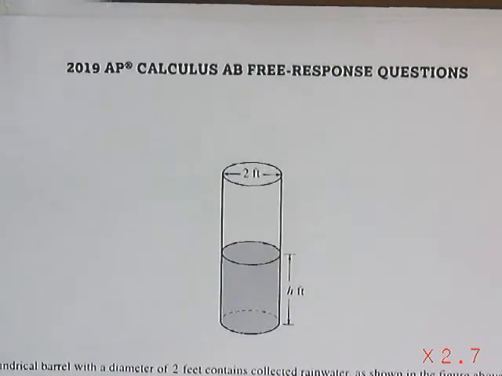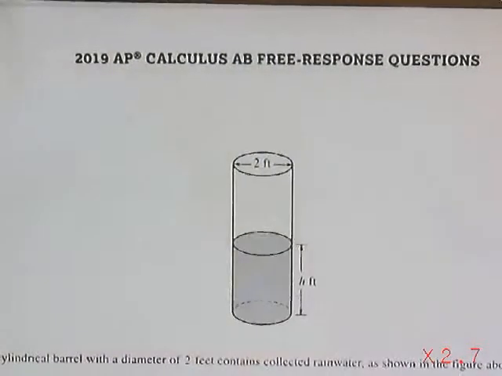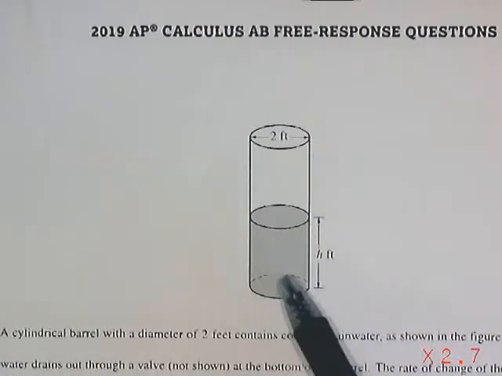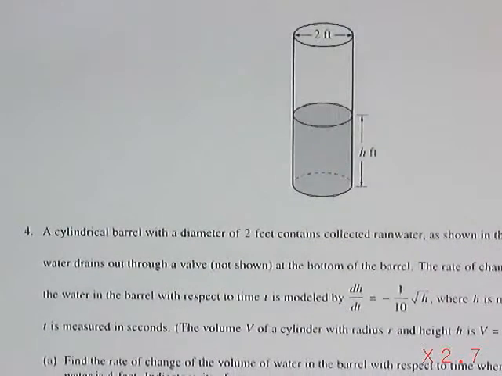Alrighty, ladies and gentlemen, boys and girls, we are back with another one. Question 4 from the 2019 Calculus AB examination. As you can see from your screen, we are dealing with a cylinder with some sort of volume of liquid. Okay, so let's see what's going on here. Maybe we can get it under 20 minutes.